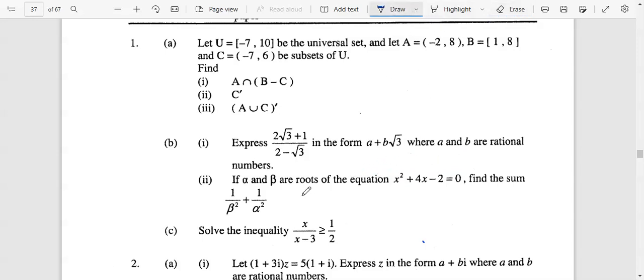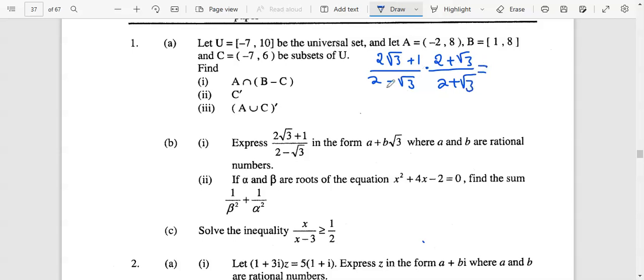The next one, we want to express 2 square root of 3 plus 1 over 2 minus square root of 3 in the form a plus b square root of 3. So we're going to rationalize the denominator. Multiply on top and bottom the conjugate of the denominator. So just change the sign in the middle. That is going to be 2 plus square root of 3, also down 2 plus square root of 3.